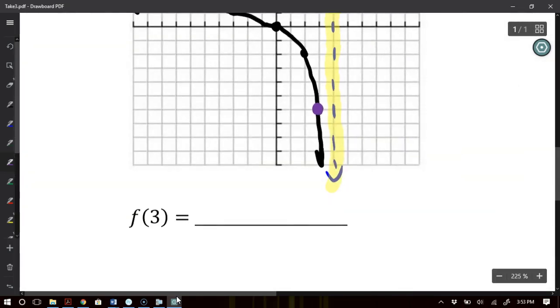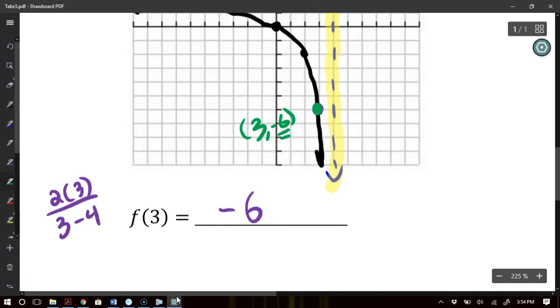This means plug in 3. So I had 2x, so 2 times 3, over x minus 4, so 3 minus 4. So I get 6 over -1, which is -6. And I notice 3, -6. That was this point. I'm going to write it on the graph just to visualize, and trust me, that will help you when you have outputs of fractions. So far, it does have an output when I plug in. It created a point. So far, so good.